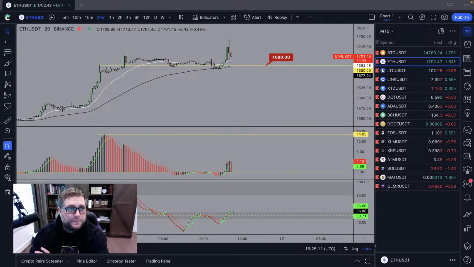And look what happens. Again, as long as you have a lower high in your oscillator and a higher high in your price action, you have a divergence.